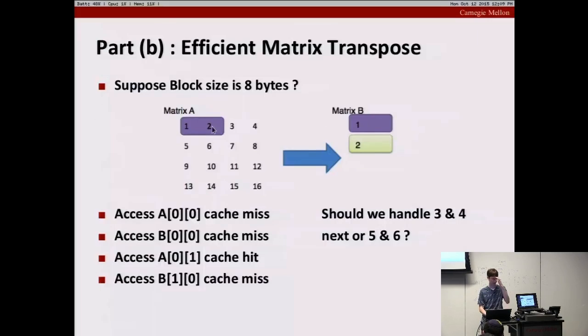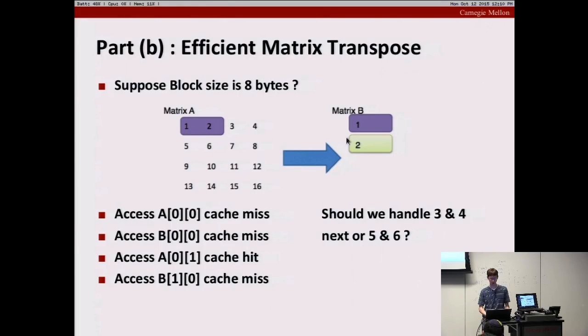Now we're going to access A01. So we get this 2, and that's a hit because we had already loaded this into the cache. This is a block of our cache, because it's 8 bytes, so it can fit 2 of these things. When we loaded the 1, it loaded the 2 with it. And then we go and we put it over here. So we put B10, we set it to 2.